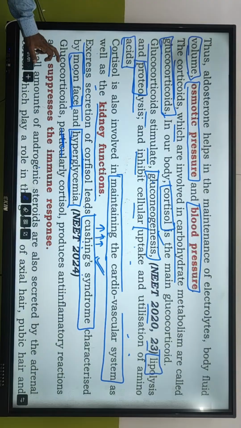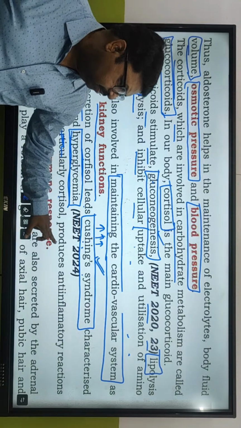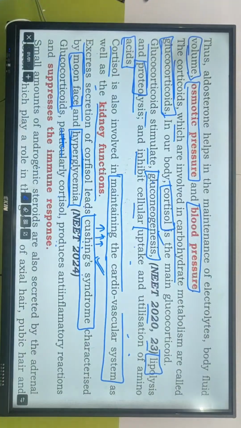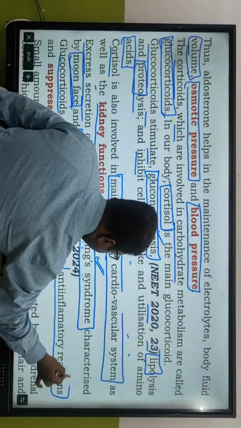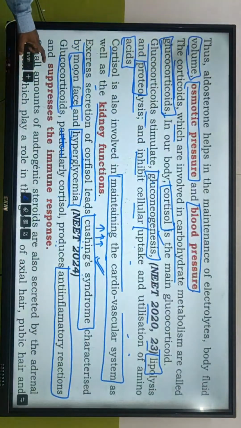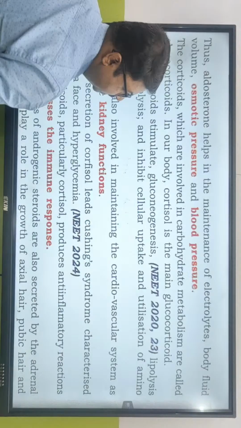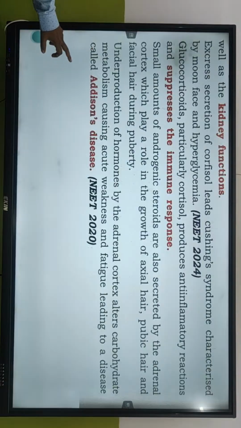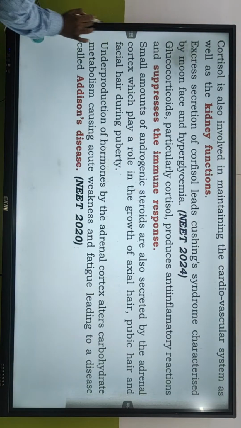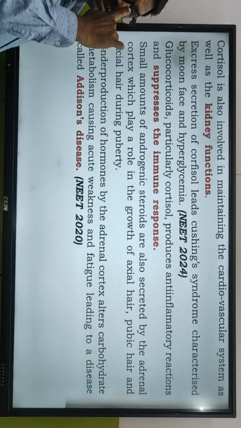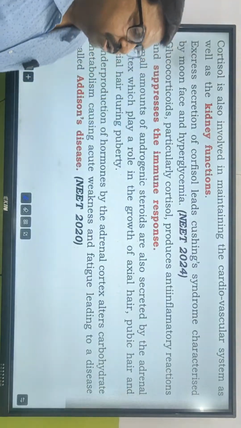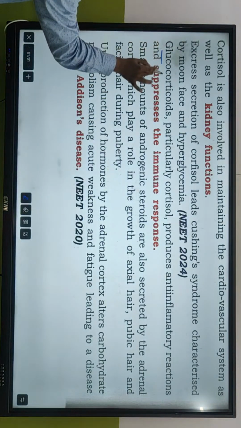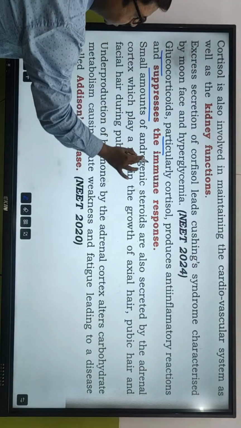Glucocorticoids, particularly cortisol, produces anti-inflammatory reactions and suppresses the immune response. Cortisol is very important. Immune response को suppress कर देगा। आपके लिए अच्छा है? Yes. अच्छा है? No. Okay. Hypersecretion से होगा ये। किससे होगा? Hypersecretion of cortisol, and that is going to lead into Cushing's syndrome.